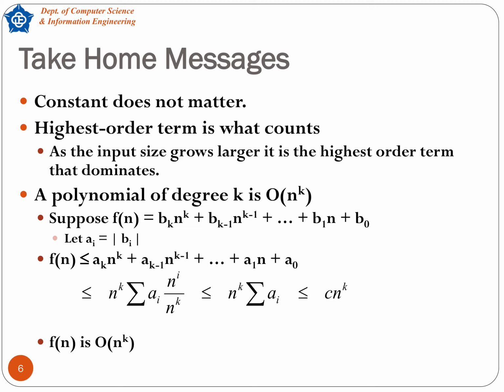Now consider any polynomial of degree k: f(n) equals a_k n^k plus a_{k-1} n^{k-1} plus and so on, plus a_1 n plus a_0. If we let a equal the largest coefficient, then we can bound f(n) by a n^k plus a. Factoring out n^k and summing up those coefficients gives us something like c n^k. In short, any polynomial of degree k belongs to O(n^k).